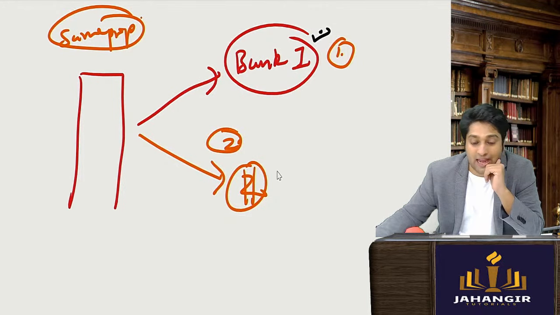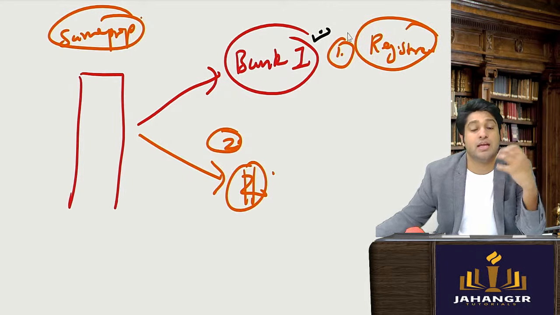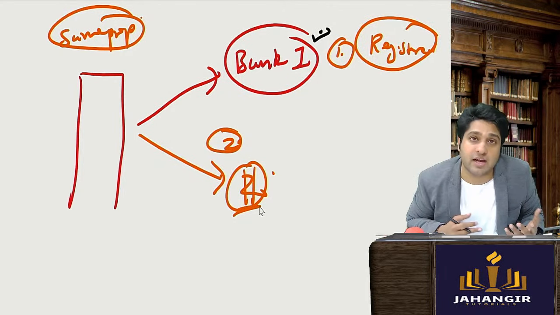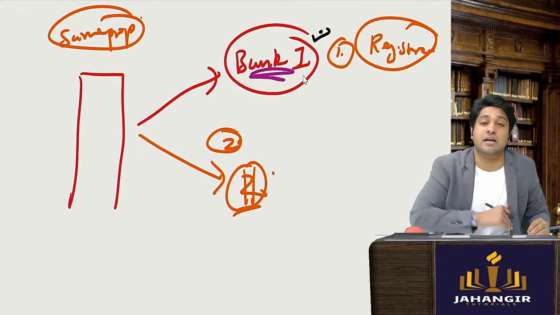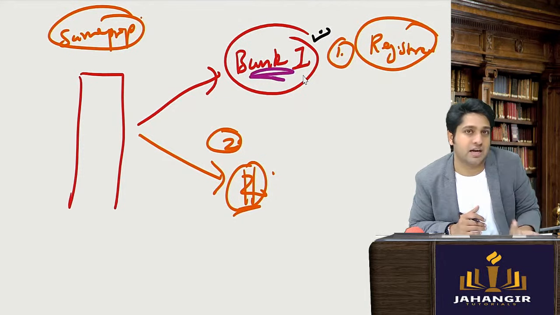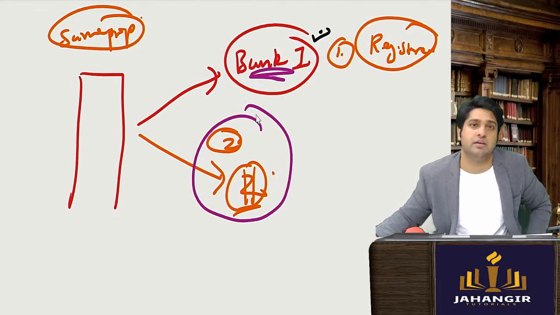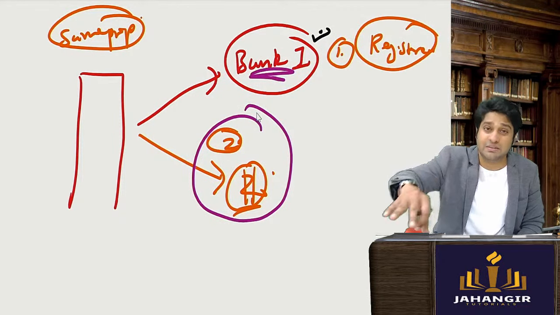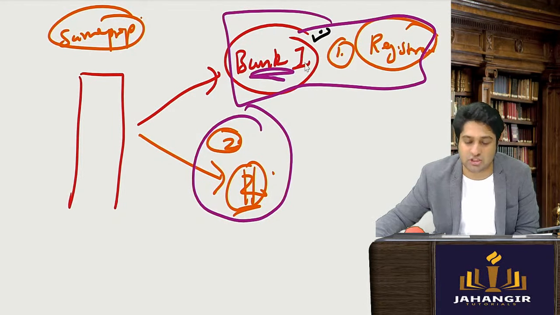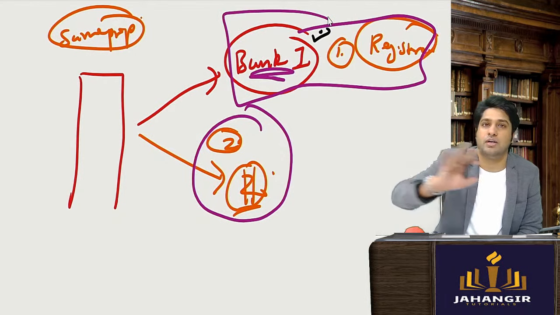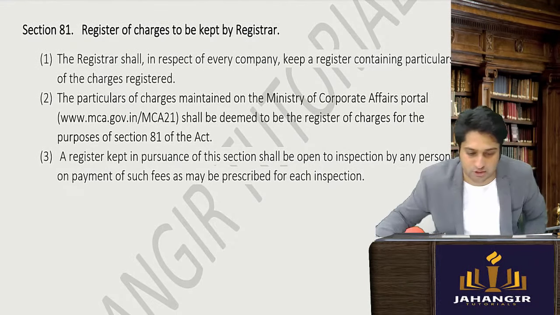Now what happens? The charge has been registered. Can I say that I was not aware that the earlier charge documents were registered, that I have no knowledge of it? Can I say that? The answer is, the law assumes and deems that you already have the knowledge. The moment this was registered, the world should know about it. It is assumed that every person has knowledge of the charge from the date of its registration.